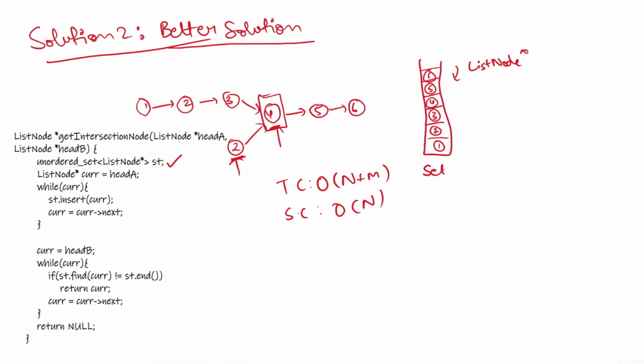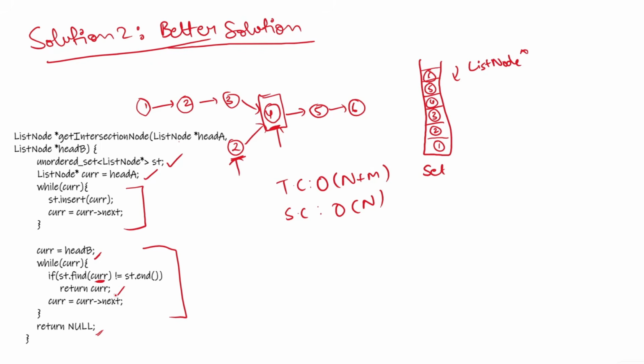Here we are using an unordered set. First of all, we will store the first list in our set, and then we start from the second list and check whether each node is present in our set or not. If it is present, then we will return this node; otherwise we will move to the next node. If at the end of the list no intersection node is found, then we will return null.